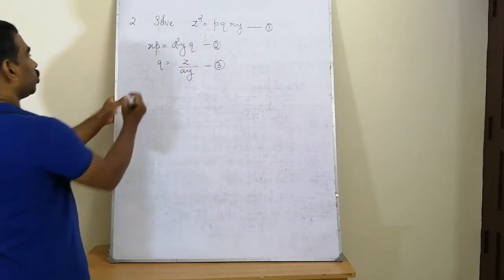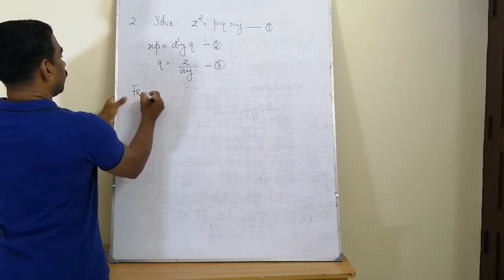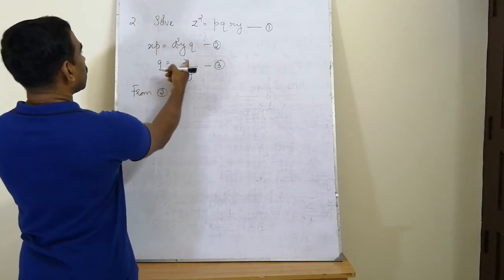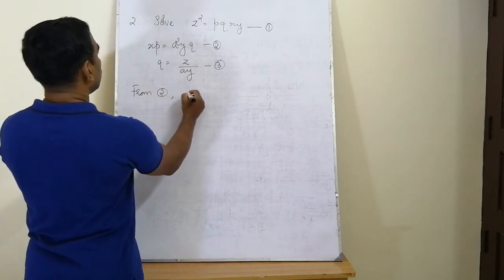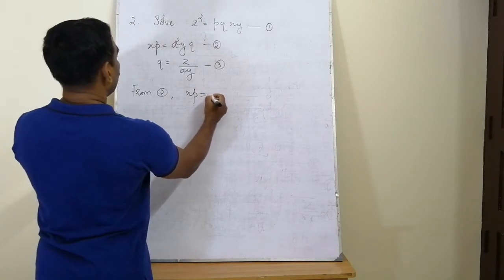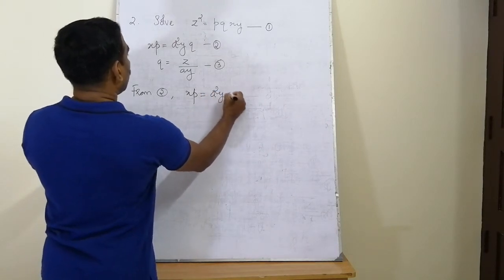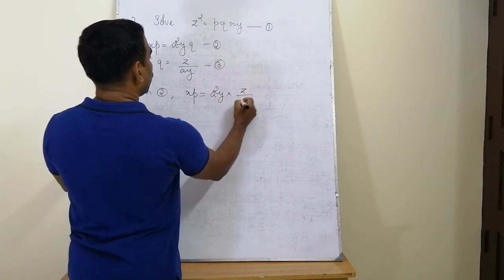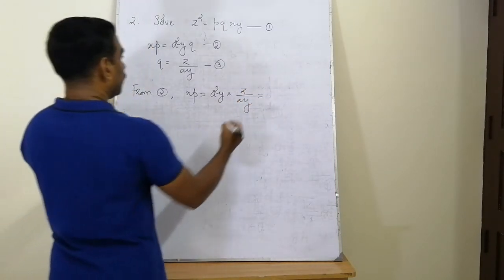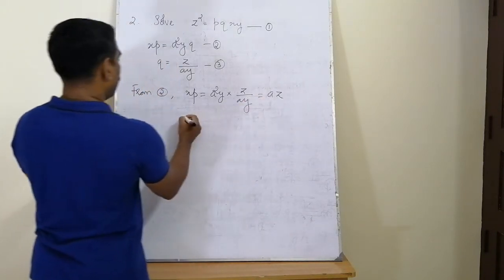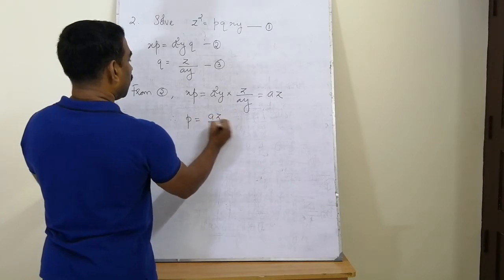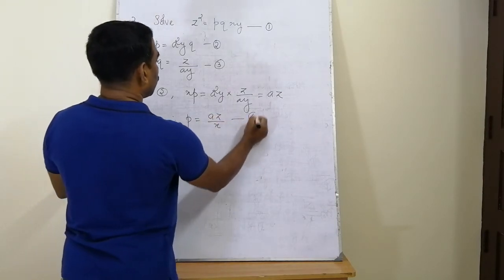And from relation 2, we can find the value of p by substituting q as z by ay. From relation 2, what is xp? xp is equal to a square y into q. q is z by ay. So cancelling one ay, we get az, or this implies p is equal to az by x, relation number 4.